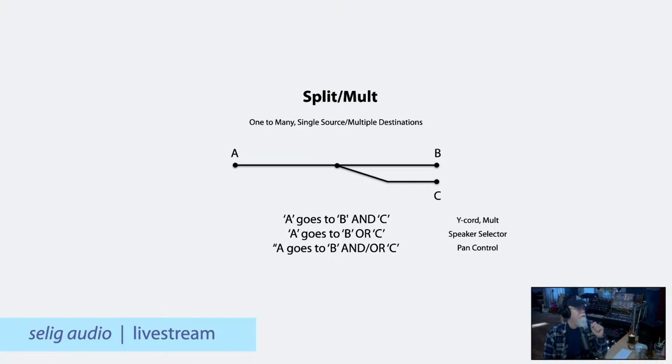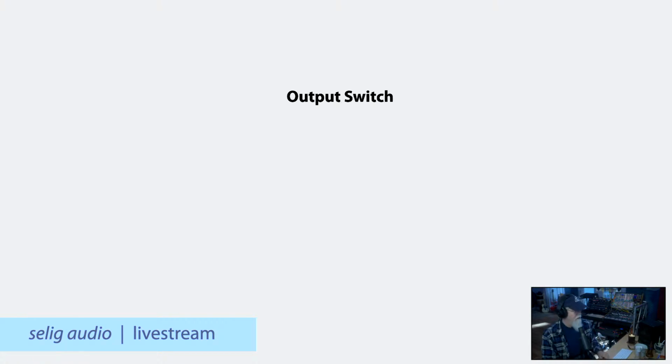Then the next version would be A to B or C, where you're choosing one or the other, not both. And this would be like a speaker selector. You're wanting to send your output of your mix to the big speakers or the little speakers, but not both. And finally, A goes to B and or C would be a continuous control between them, which would be like a pan control. So it comes in mono, and then it can go either to the left channel or to the right channel, or halfway between them makes it appear as though it's in the center.